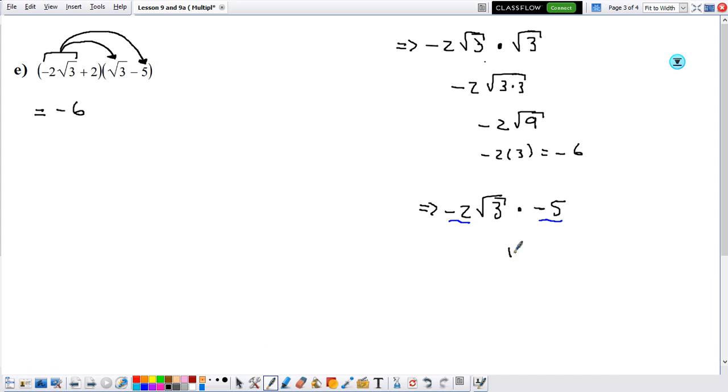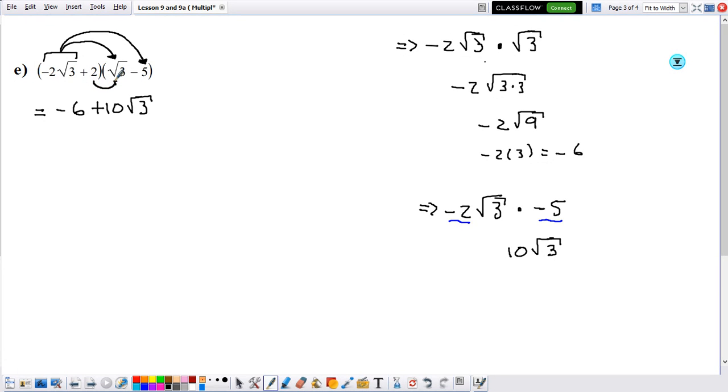So now this becomes positive 10. The square root, we have not done anything to it, so just leave it alone. So that means that negative 2 square root of 3 times negative 5, that's the same as just positive 10 square root of 3. So if we perform this multiplication, you know that negative 2 square root of 3 times negative 5, that's the same as 10 square root of 3. We're done distributing the first. So now let's just distribute the second.